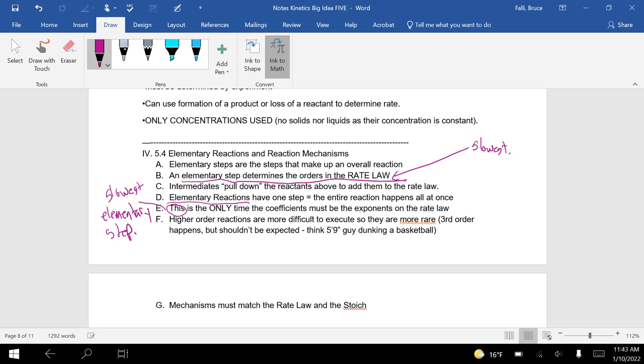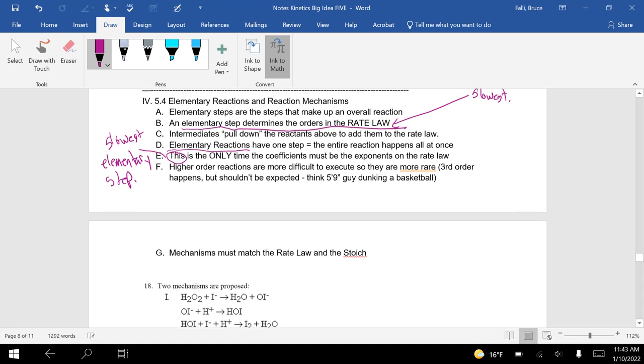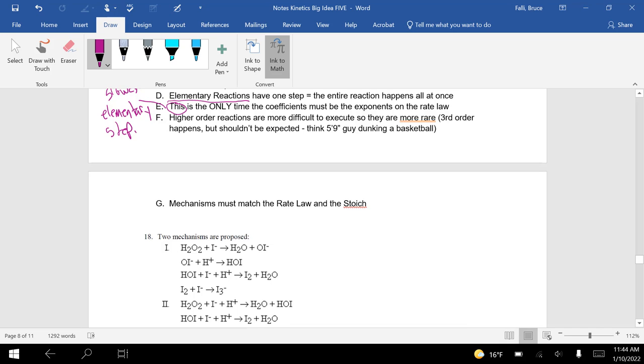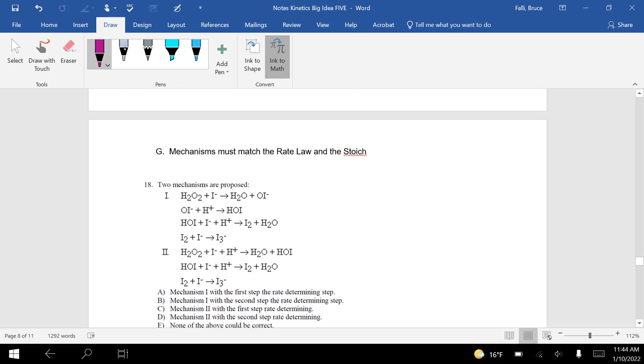Higher order reactions are more difficult to execute, so they are more rare. Third order happens, but shouldn't be expected. So you shouldn't expect a 5'9 guy to be able to dunk a basketball, but every once in a while it happens. Okay? Mechanisms must match the rate law and the stoichiometry. What this means is they have to cancel properly.